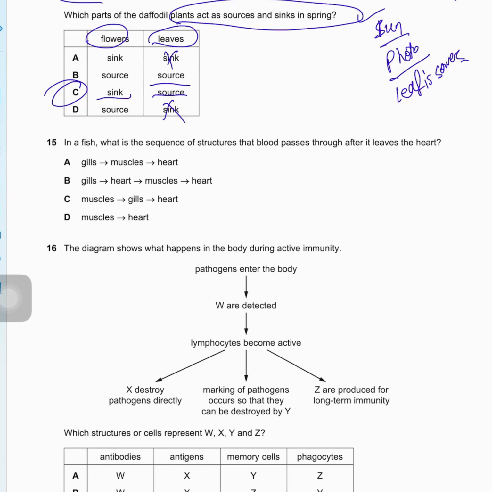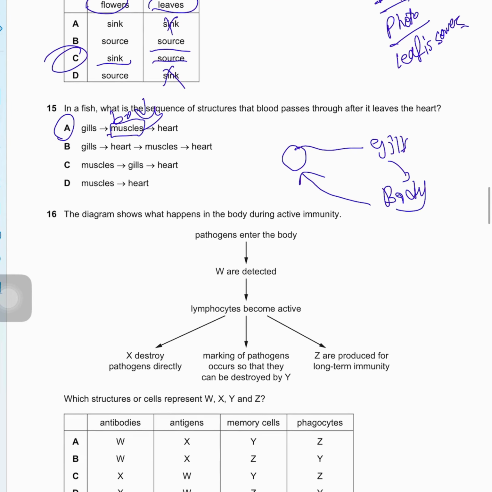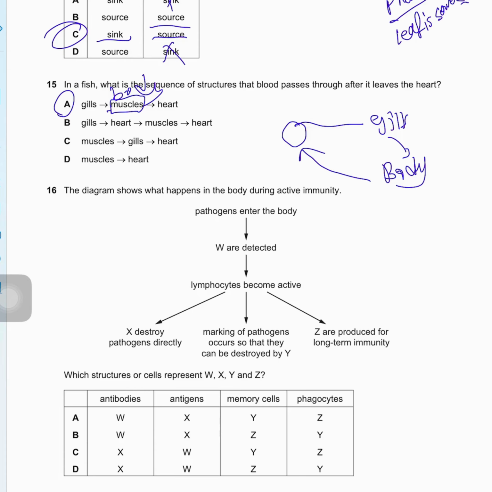15. In a fish, what is the sequence of structures the blood passes through after it leaves the heart? So heart, then gills, body, from body to heart. So what is the sequence? Excellent. Here they replaced the word body with the word muscle. It works. 16. The diagram shows what happens in the body during active immunity.